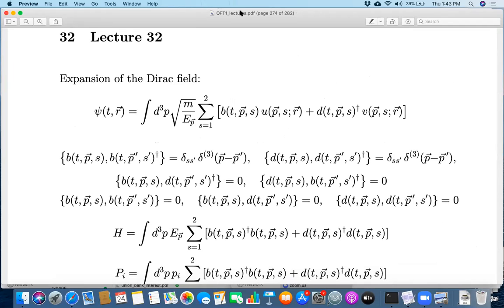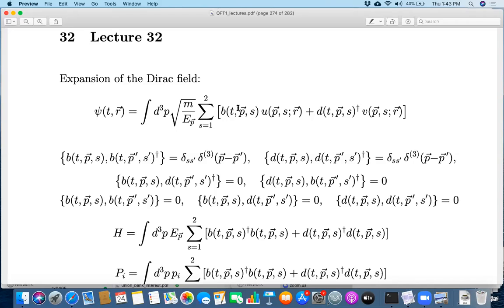So what we had done last time was that we found an expansion of the Dirac field, which is given here. This is the normalization factor over here. And then we have these two operators, B and D dagger. B is the annihilation operator for one kind of particles. D dagger is the creation operator.